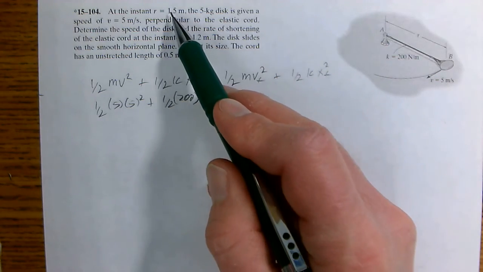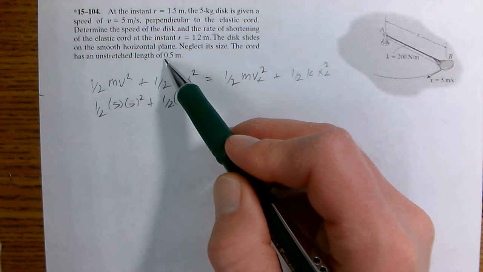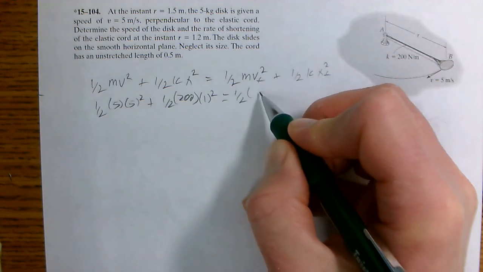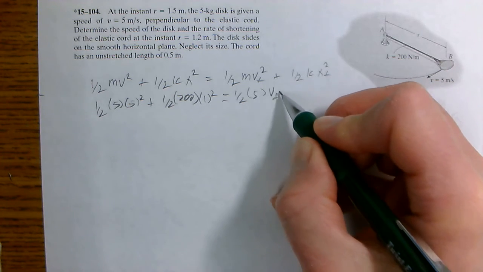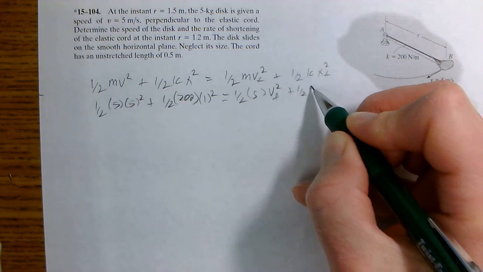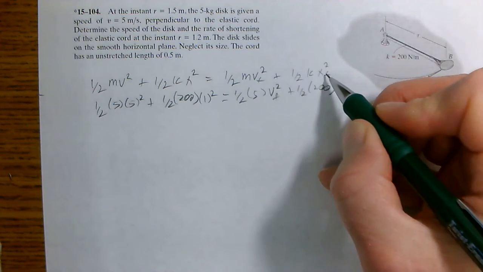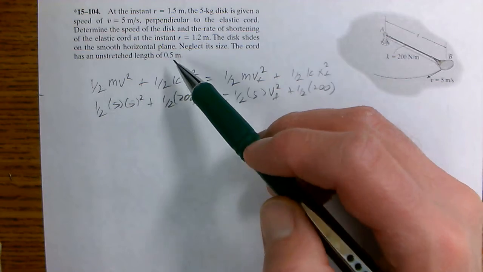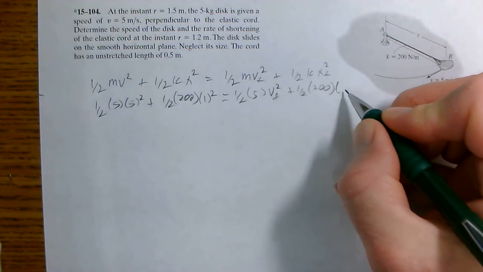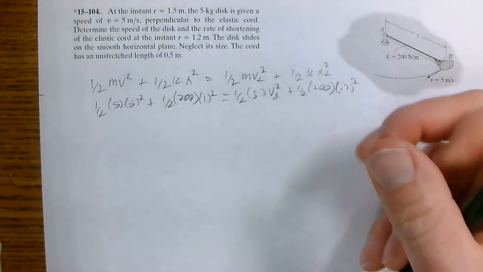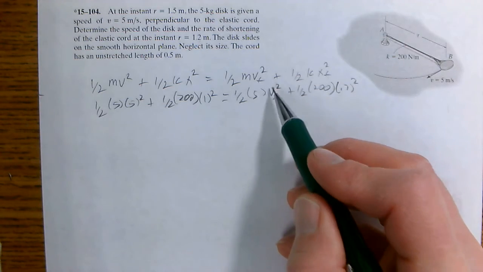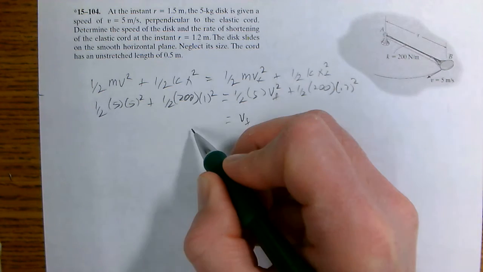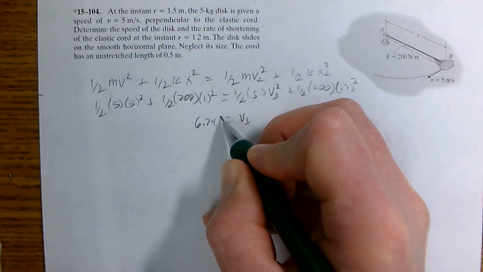going to be the difference between r, 1.5, and the unstretched length, so that distance is 1. And then we get 1/2, 5, velocity final we don't know, plus 1/2, 200, and the final stretch is going to be 1.2 minus 0.5, which is 0.7, squared. So we can solve this. The only thing not known there is v final, so v final is equal to 6.74 meters per second.